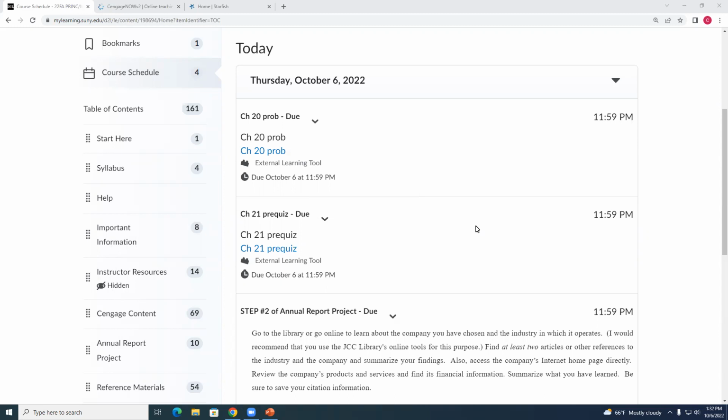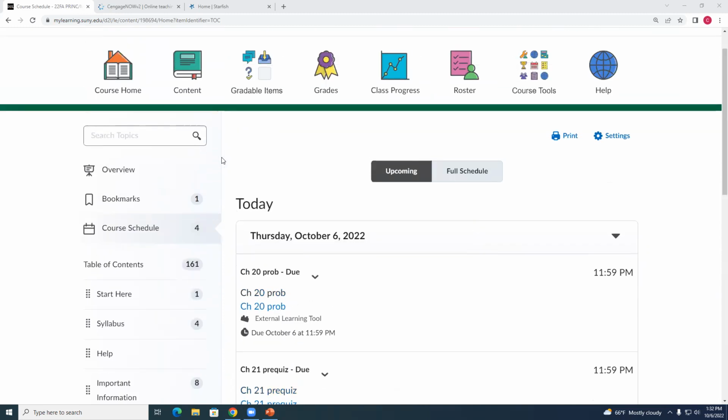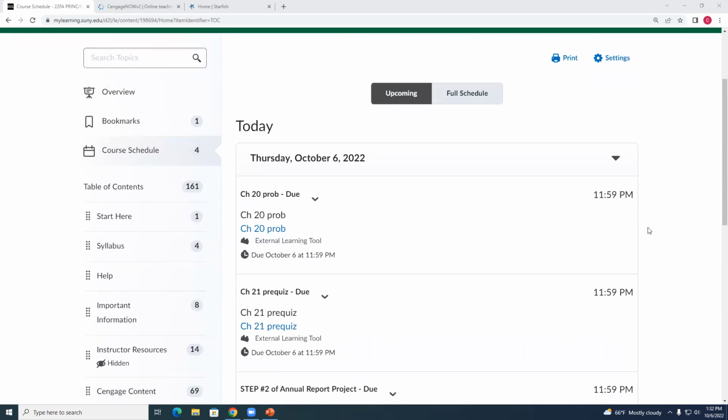As we look at our course schedule, I finally found a place that I can show what's coming up effectively, so I'm happy about that, unless they change the look of Brightspace again. So we have the course schedule here under the table of contents, so that's an easy access for you.